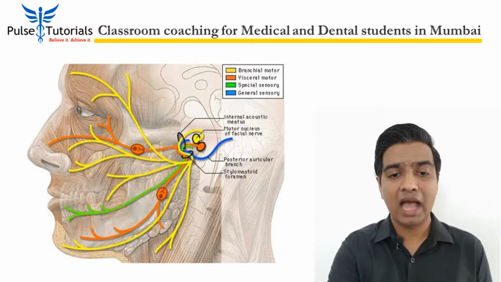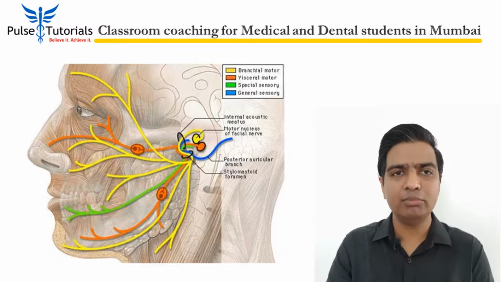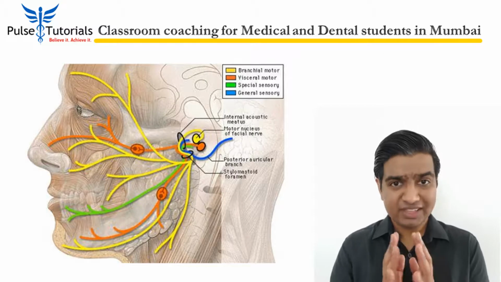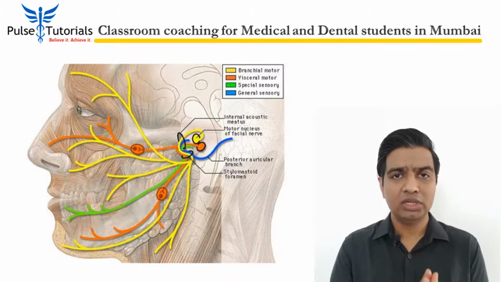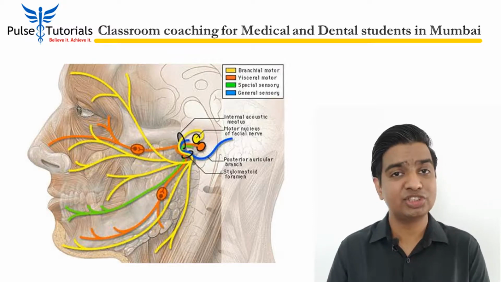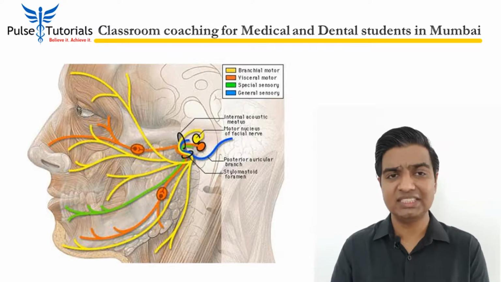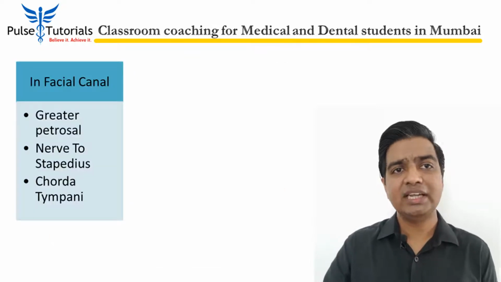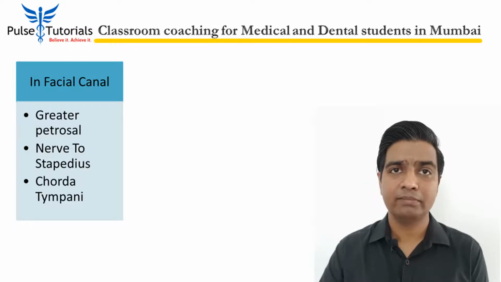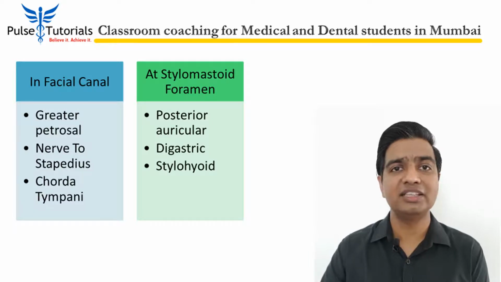Now, apart from the 5 terminal branches I just mentioned, there are many more branches that this nerve gives rise to. Let's have a look at the branches. For the sake of convenience, I am going to put it into 4 main categories: the branches in the facial canal, the branches at the stylomastoid foramen, the terminal branches, and some communicating branches. Let's have a look at each one of them. In the facial canal, we have the greater petrosal nerve, the nerve to stapedius, and chorda tympani nerve. At stylomastoid foramen, we have the posterior auricular nerve, the digastric nerve, and the stylohyoid nerve.